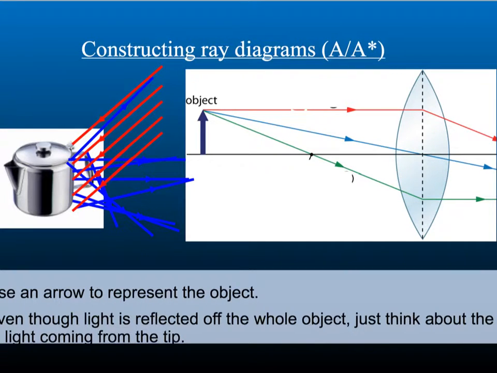We're now going to talk about how to construct ray diagrams. In reality, light is reflected from all parts of an object, but this would make our diagram very complicated. So what we do is we consider the light that is being reflected from the tip of the object. And we always draw our object as an arrow. The arrow shows the direction in which the object is pointing. So in this case, the object is upright.